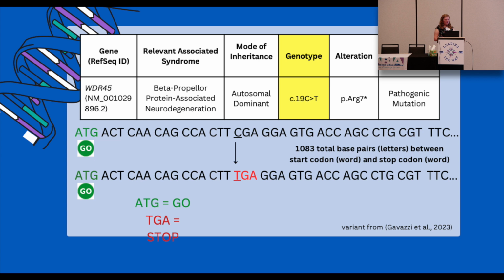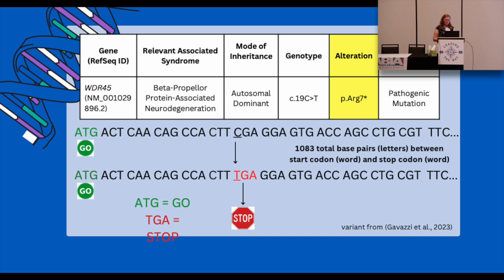And if you go back to that wheel that I showed in the beginning, TGA means stop. So that tells the body to stop reading this instruction manual. There's the go, that's always at the front, ATG. And there are several different things that could mean stop, but TGA is one of them. So anything that's beyond that does not get read at all, even though it is correct or it is working. It just does not get read or translated into protein.